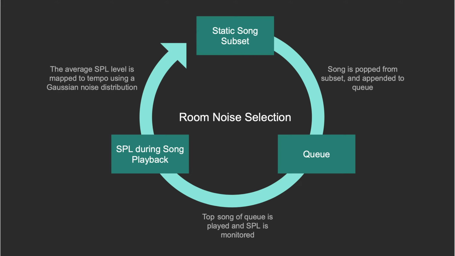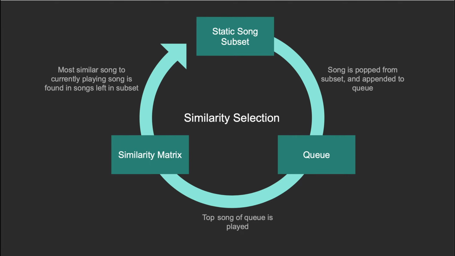Room noise selection maps the average sound pressure level during the previous song to tempo. When the sound pressure level increases, faster songs are queued, and when the sound pressure level decreases, slower songs are queued. Similarity selection chooses the song that is most similar to the previous song based on the available feature space, and random selection queues songs using random number generation.